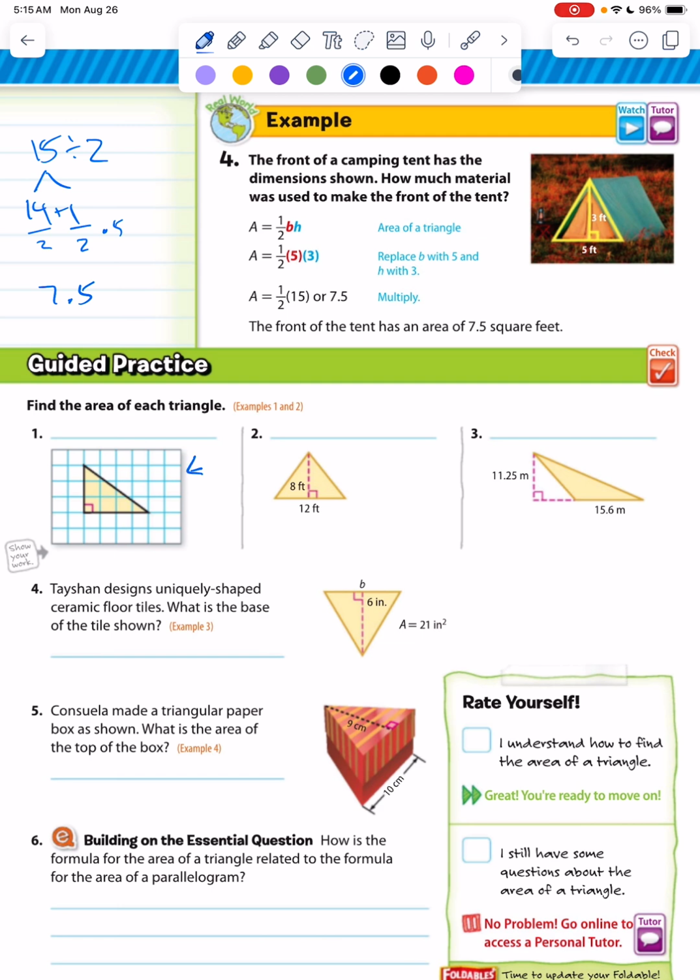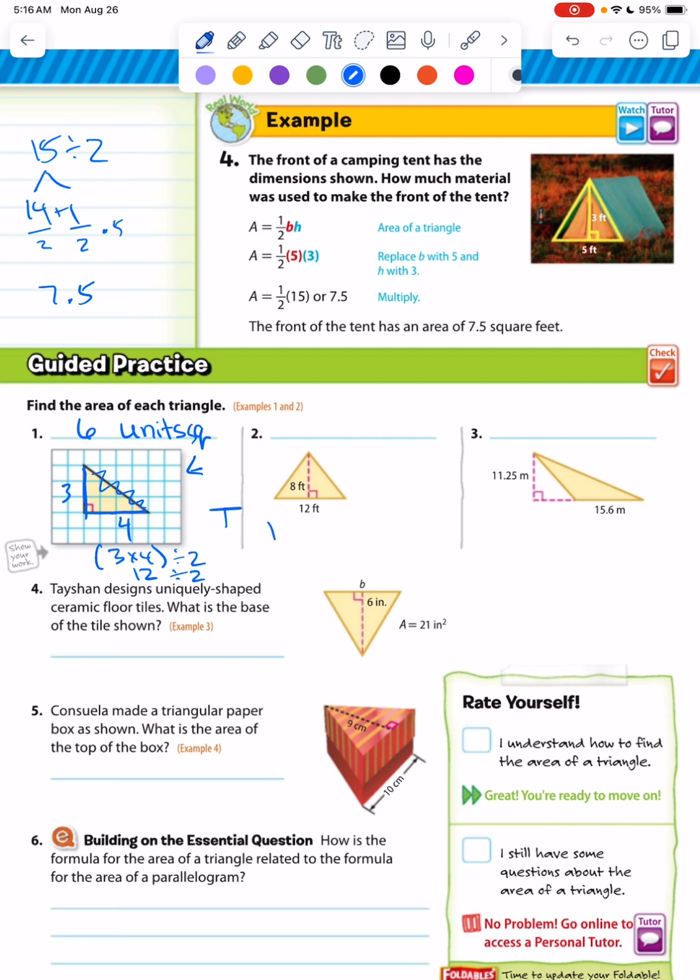This one here is just units, and we're finding the area. 1, 2, 3, 4. 1, 2, 3. Remember, we're looking for the perpendicular or T line. We don't want this one. That's not the height. So this is 3 times 4 divided by 2. 12 divided by 2. The area is 6 units squared.